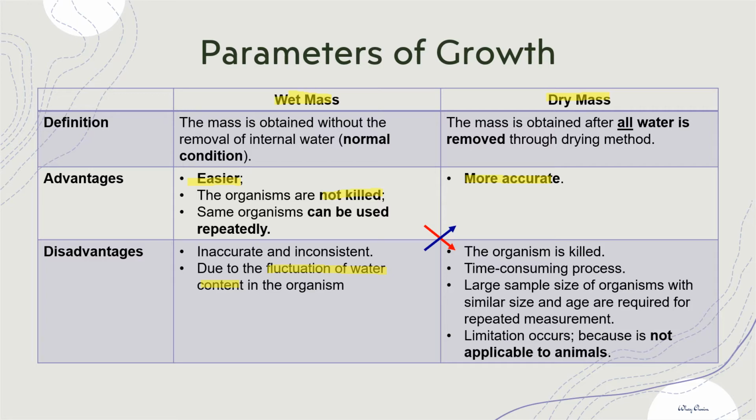So secara bandingan, jisim kering walaupun dia boleh memberikan result yang lebih tepat, tetapi disebabkan dia akan remove all water content, so organisme tu mesti akan dibunuh. Dan dia adalah satu proses yang ambil masa sebab drying method ini mengambil masa sebenarnya, dan kita memerlukan kuantiti organisme yang banyak supaya eksperimen tu boleh dilakukan. Jadi kalau eksperimen tu melibatkan haiwan, dry mass ni tidak sesuai digunakan, terutamanya haiwan yang hampir pupus atau kita perlu jaga kewujudan dia.